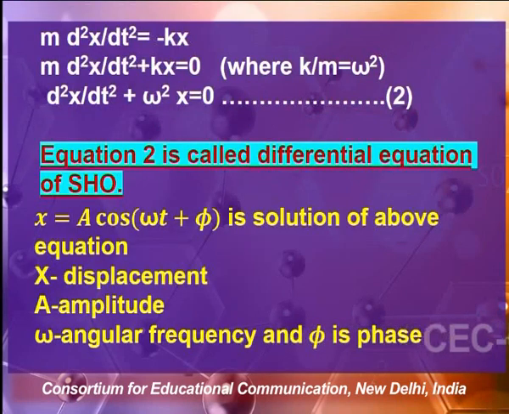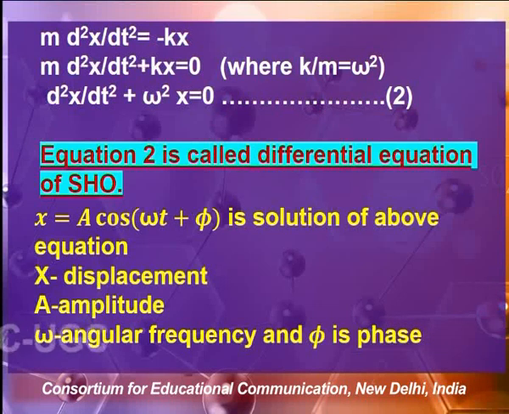Here again we solve this equation. So m d square x by dt square equal to minus kx. Again, m d square x by dt square plus kx equal to 0. Here the value of k by m is equal to omega square, where omega is called the angular frequency. So d square x by dt square plus omega square x equal to 0. This is equation number 2, which shows the differential equation of simple harmonic oscillators.